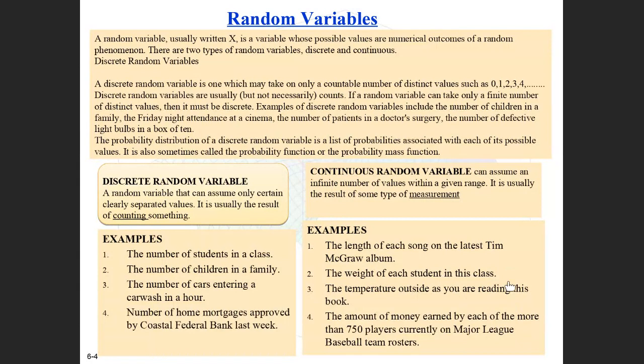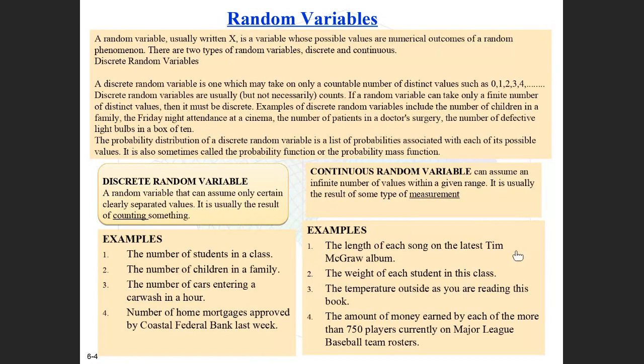A continuous random variable can assume an infinite number of values within a given range, and it usually is the result of some type of measurement. So an example: the length of each song on the latest Tim McGraw album. For those of you that like country music, he's a country music singer. We could take the weight of each student in this class.